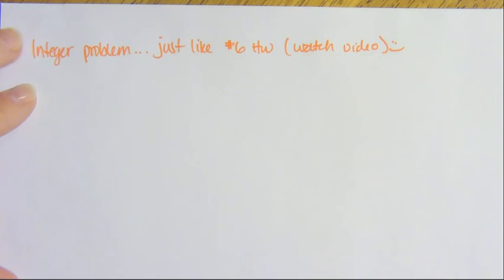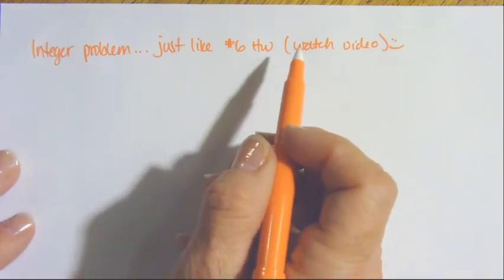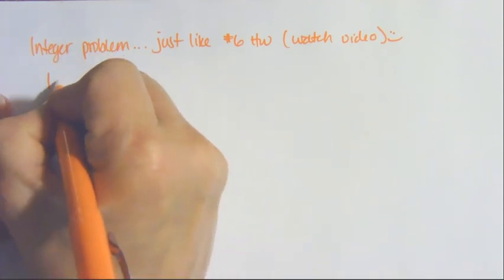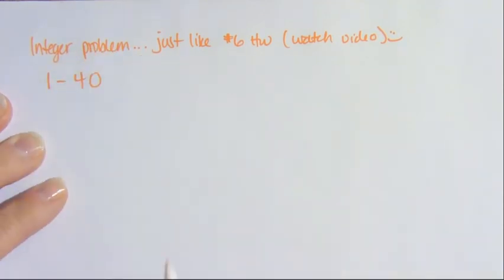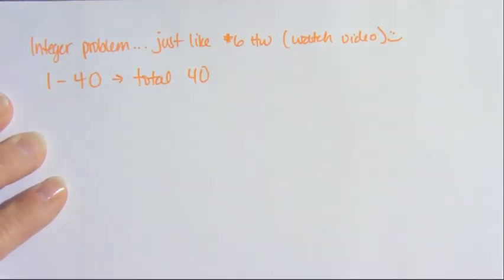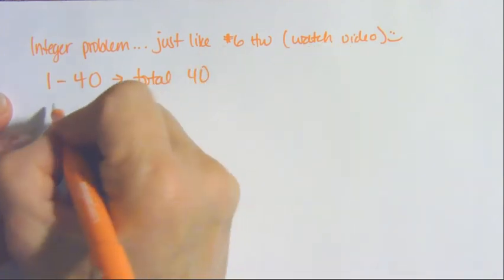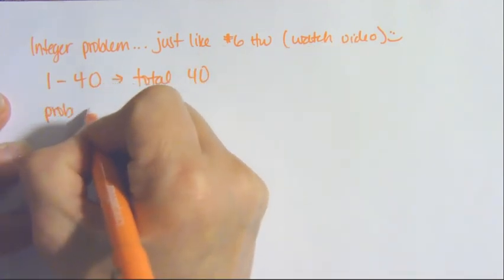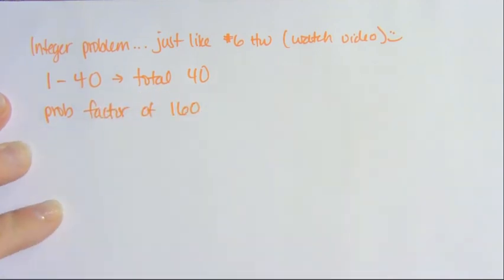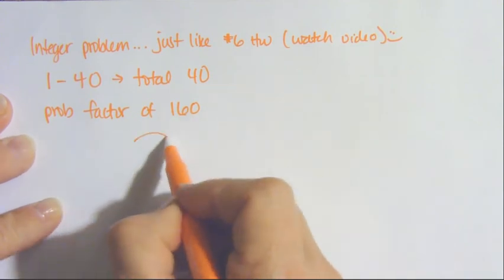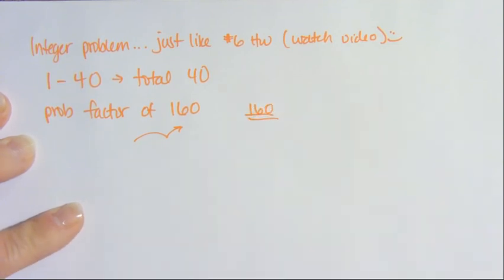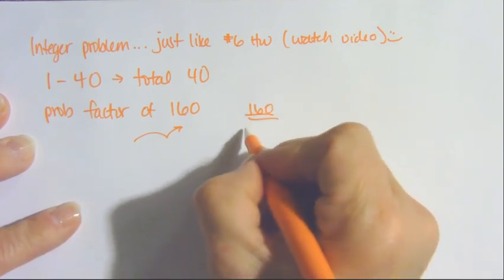Okay, so you guys have an integer problem. Again, it's just like number 6 on the homework, so you can watch that for another example of this. But I'm going to say I want any integers between 1 and 40. So that gives me a total of 40 numbers. You counted all those. I want the probability of picking a factor of 160. So this was kind of like when we did the factoring, that stuff. I need to list all the factors of 160. So I'm just going to go through that right now.